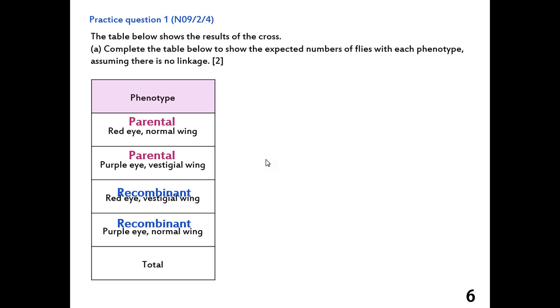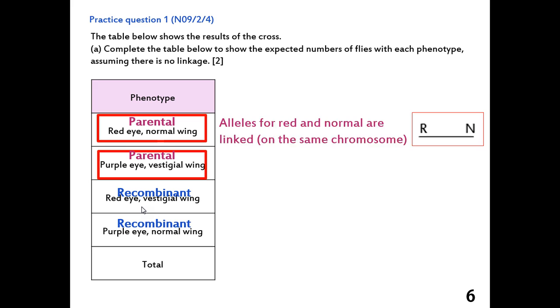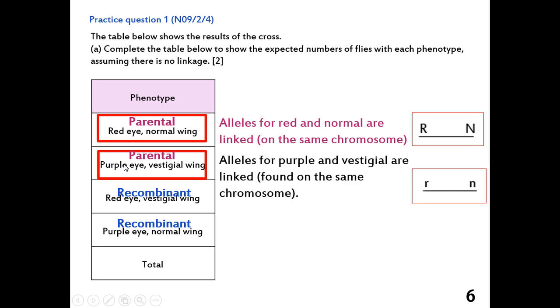Let's go back to practice question 1, the table of results. When you have deduced, through the expected ratios and the observed numbers, which two are the parental phenotypic classes and which two are the recombinant phenotypic classes, from the parental phenotypic classes you can deduce that the alleles for red and normal are linked. So you will represent them with the big R and the big N on the same line. With the second parental phenotypic class, you will notice that the purple eye and the vestigial wing alleles are linked. So you represent the other chromosome with small letter r and small letter n.